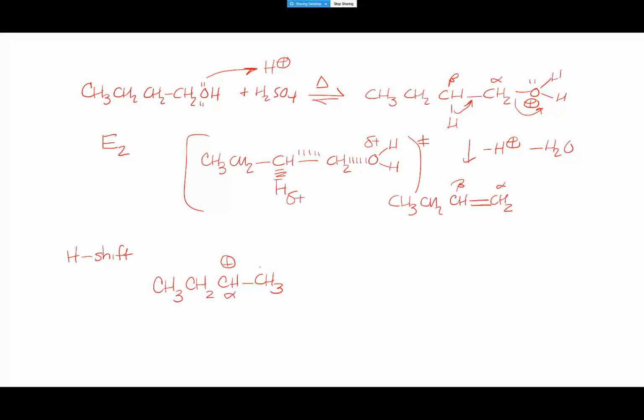This now would become my alpha carbon. This would be a beta carbon, this would be a beta carbon. Let's call this beta carbon A, and let's call this beta carbon B. My mechanism now shifted from being E2 to E1. So where should the double bond go? Should the double bond go between the alpha carbon and beta carbon A or beta carbon B? And let's vote.